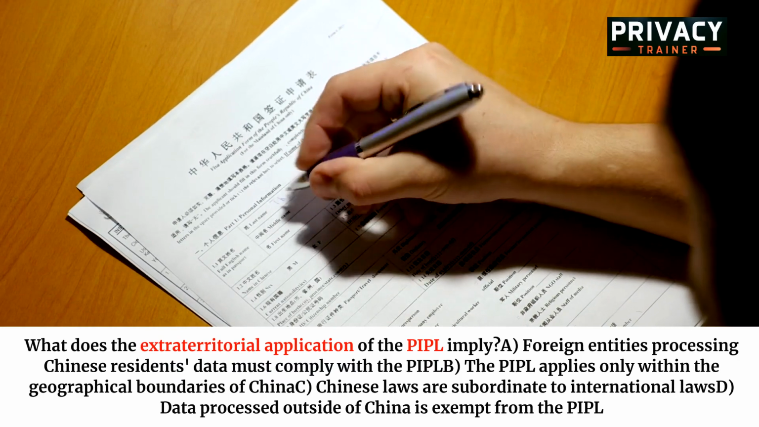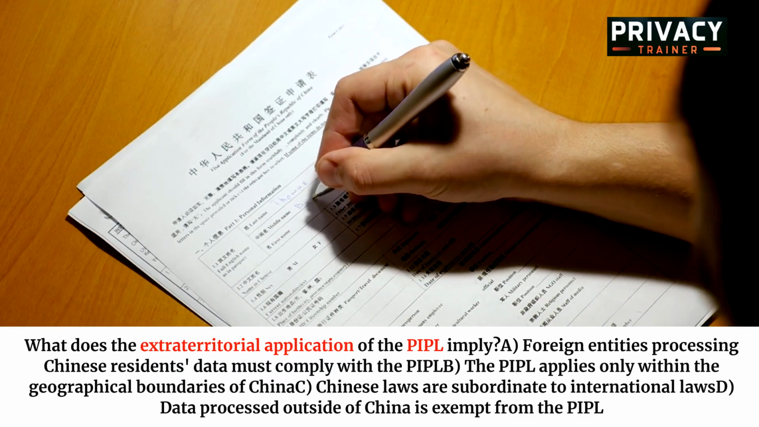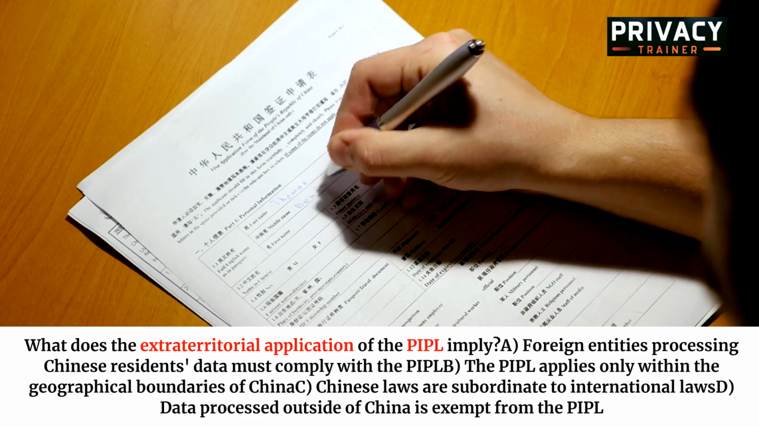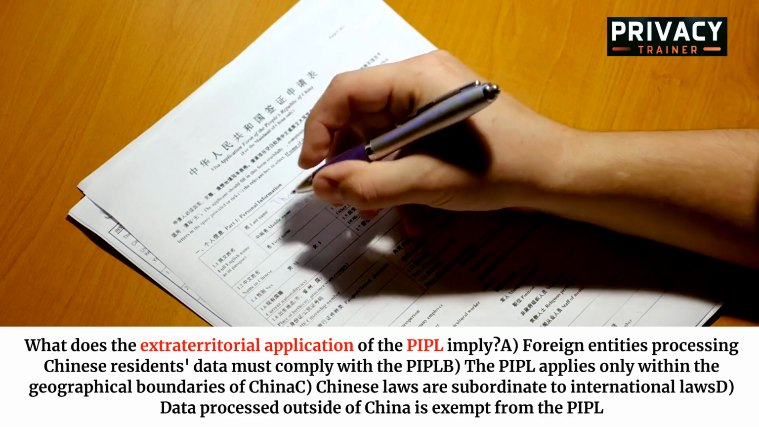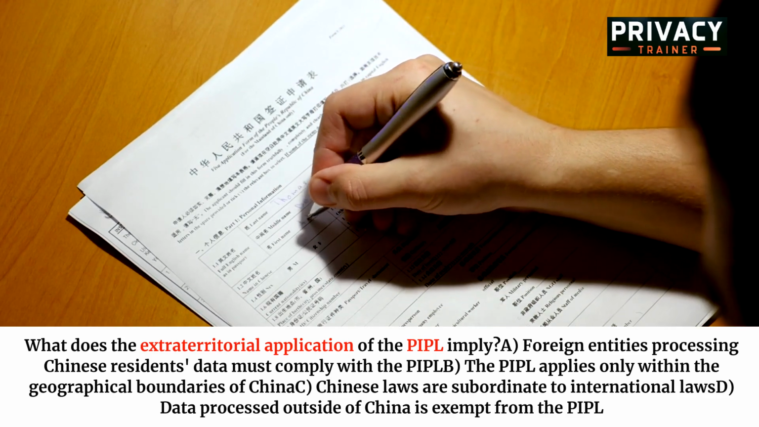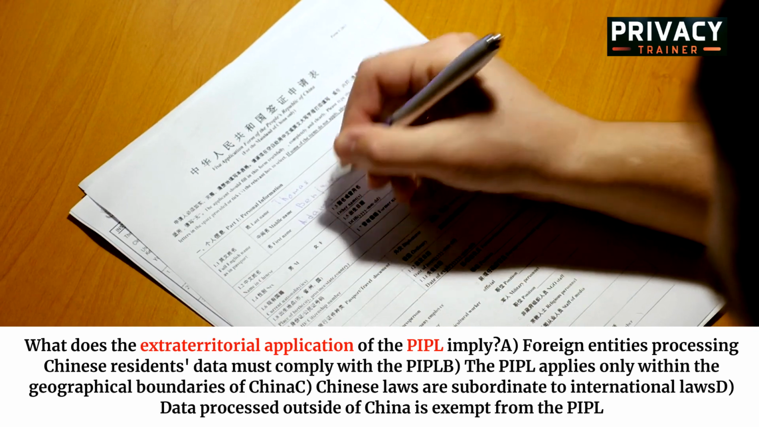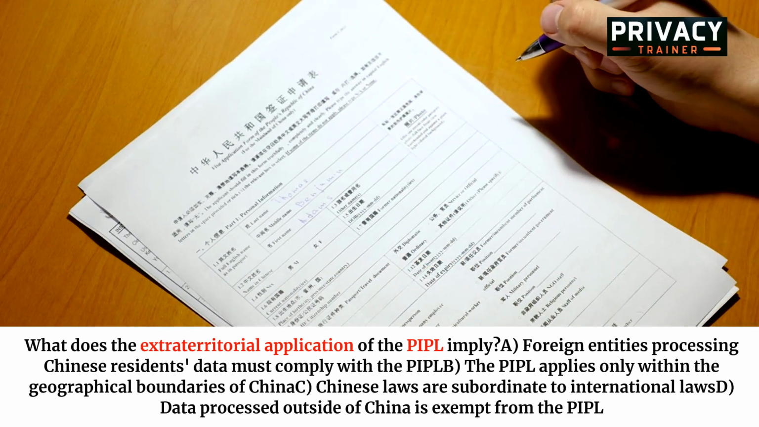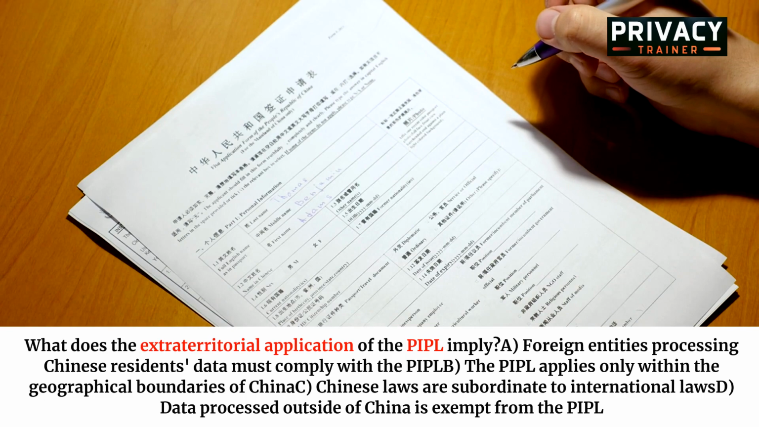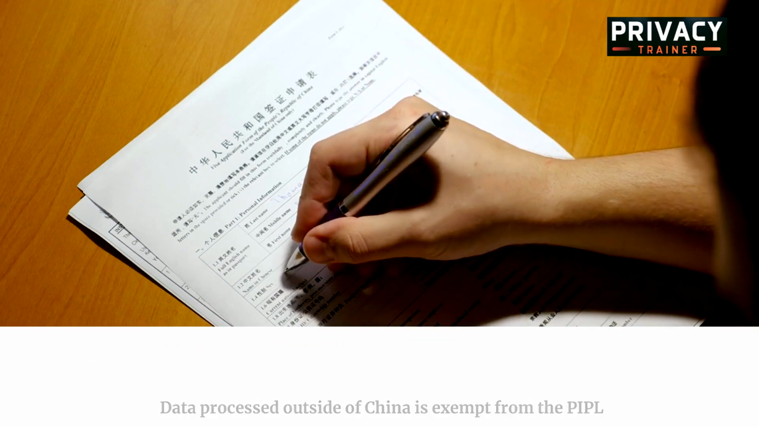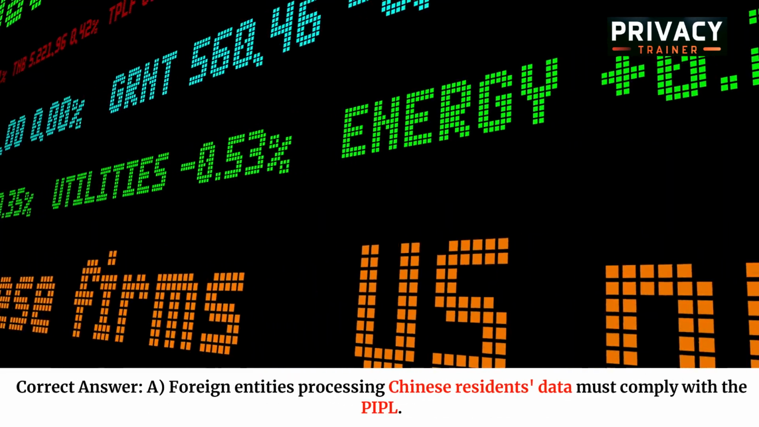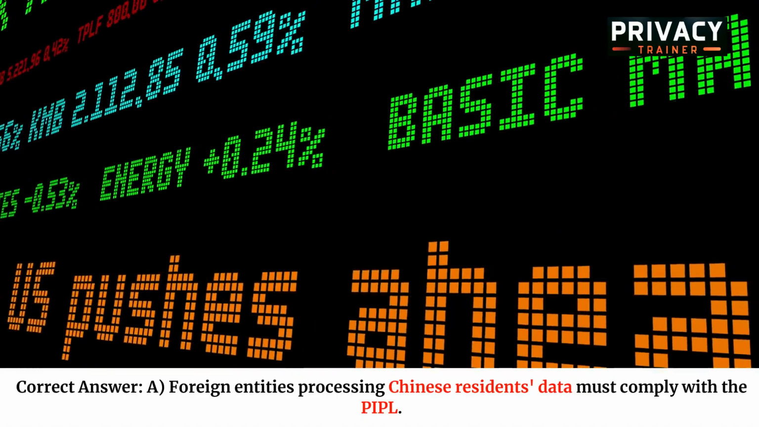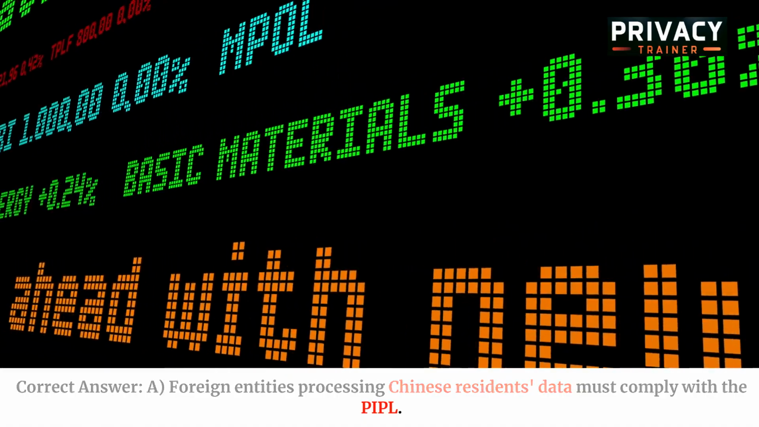What does the extraterritorial application of the PIPL imply? A. Foreign entities processing Chinese residents' data must comply with the PIPL. B. The PIPL applies only within the geographical boundaries of China. C. Chinese laws are subordinate to international laws. D. Data processed outside of China is exempt from the PIPL. Correct answer, A. Foreign entities processing Chinese residents' data must comply with the PIPL.